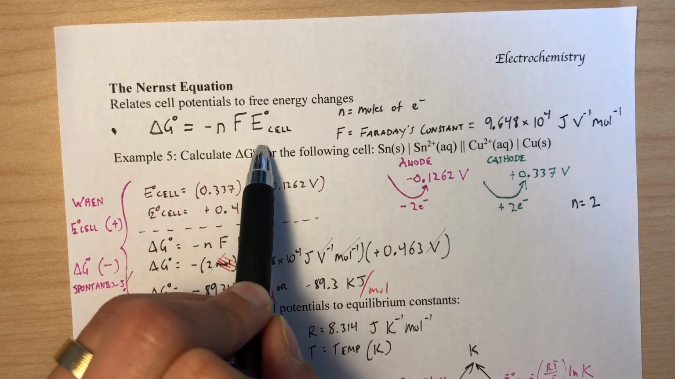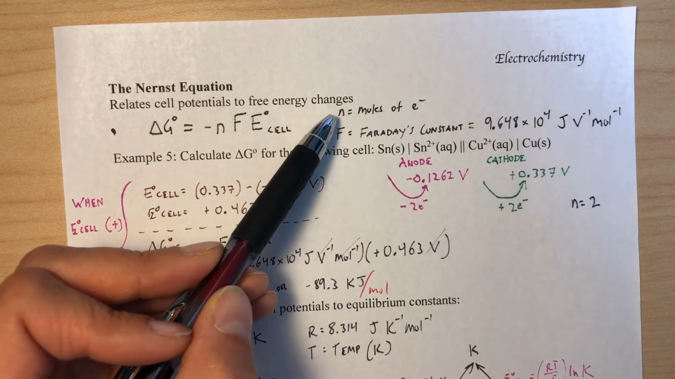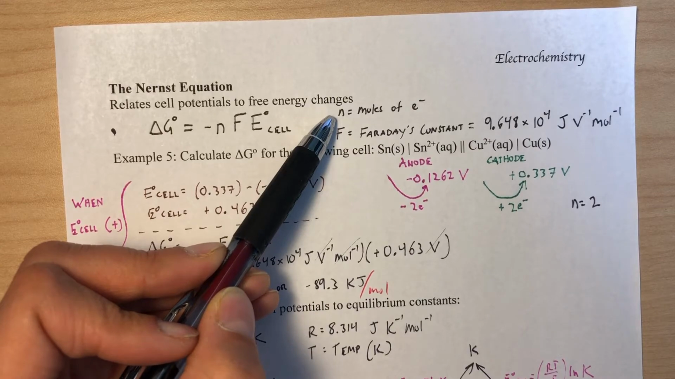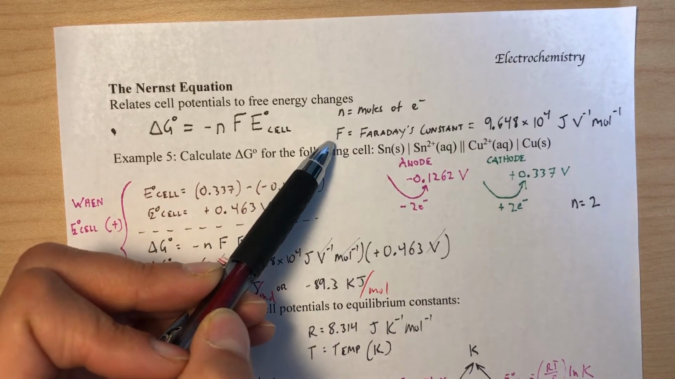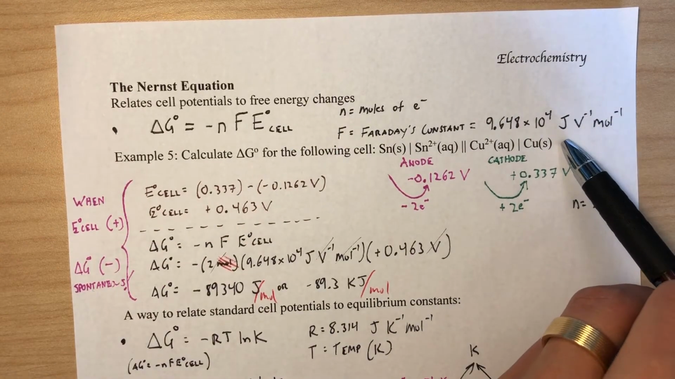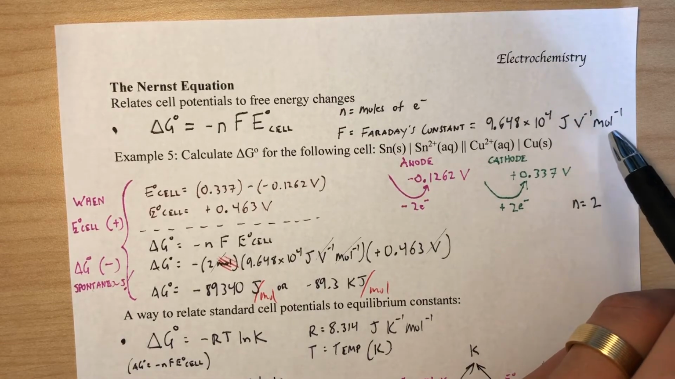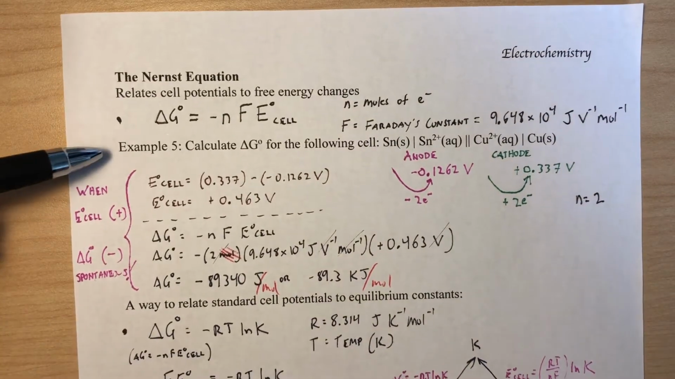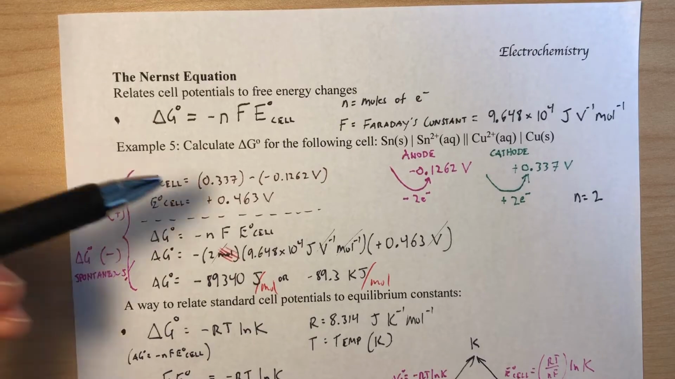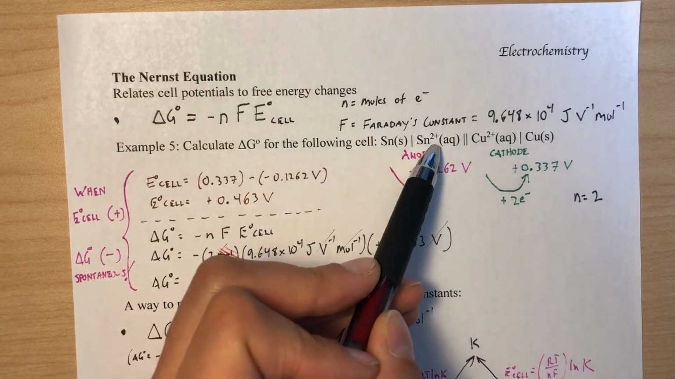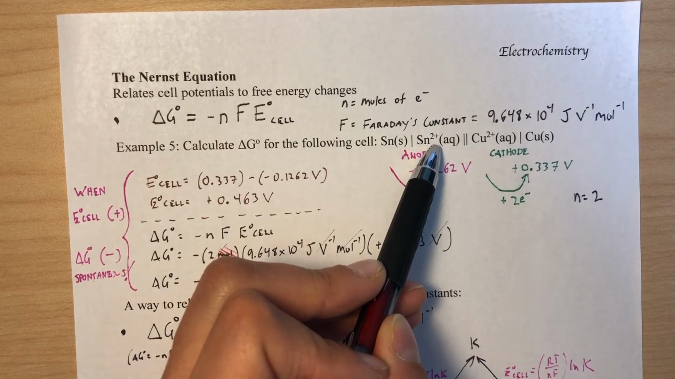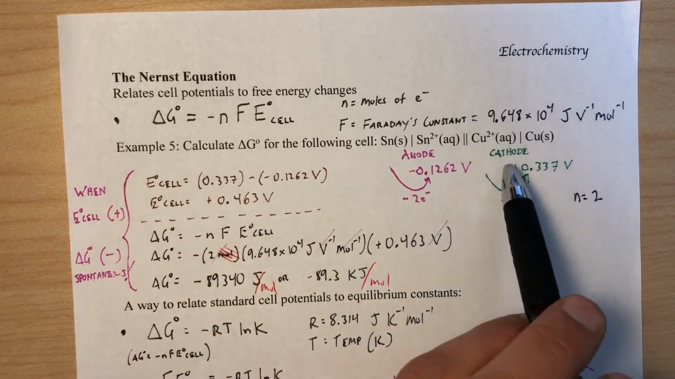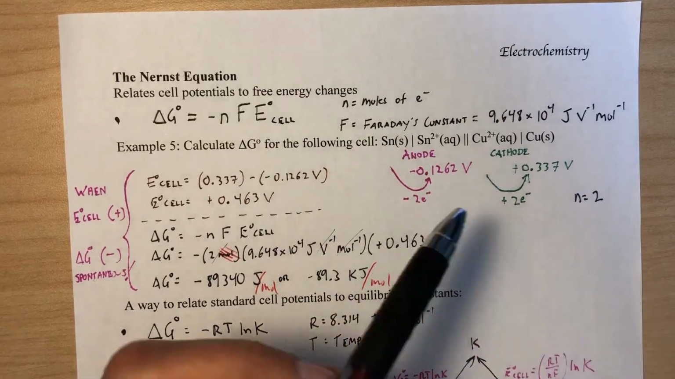In this equation, the new variables are N, which is our moles of electrons, and F, which is Faraday's constant, a value of 9.648 times 10 to the fourth joules per volt per mole. So let's look at an example where we have to calculate the delta G for the following reaction, where we have tin going to tin ion, which is our anode, and copper getting reduced to copper solid, which is our cathode.